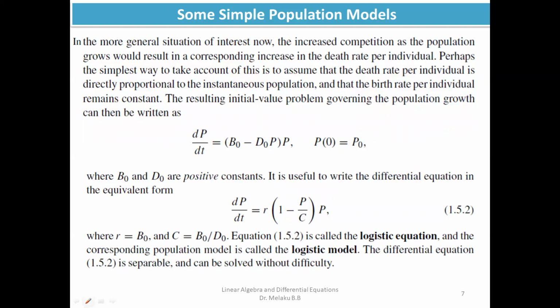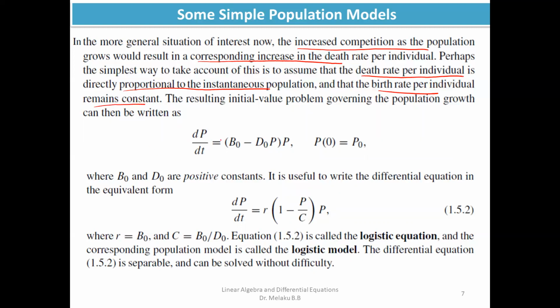In the more general situation of interest now, the increased competition as the population grows would result in a corresponding increase in the death rate per individual. This is also right. Therefore, we have to consider certain assumptions here. Perhaps the simplest way to take account of this is to assume that the death rate per individual is directly proportional to the instantaneous population, and that the birth rate per individual remains constant.